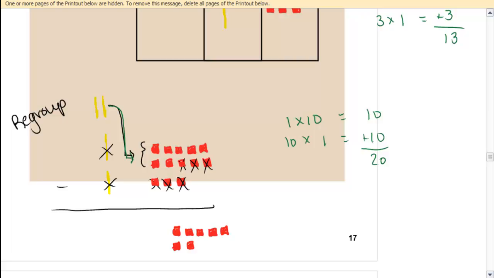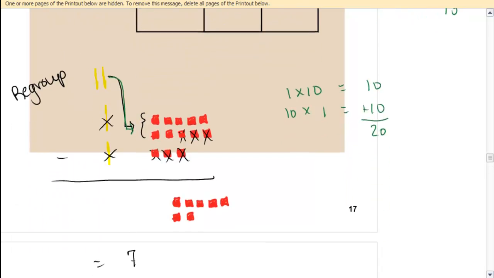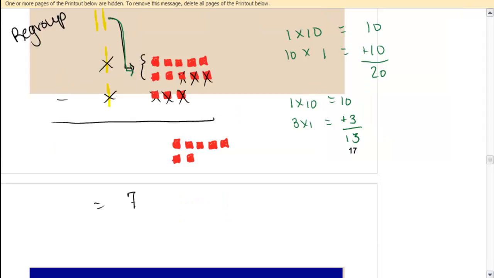And of course this makes sense. 20 minus 13 is 7. You can probably do that in your head or count it out on your fingers. To show the math, we would have 20 minus 13.